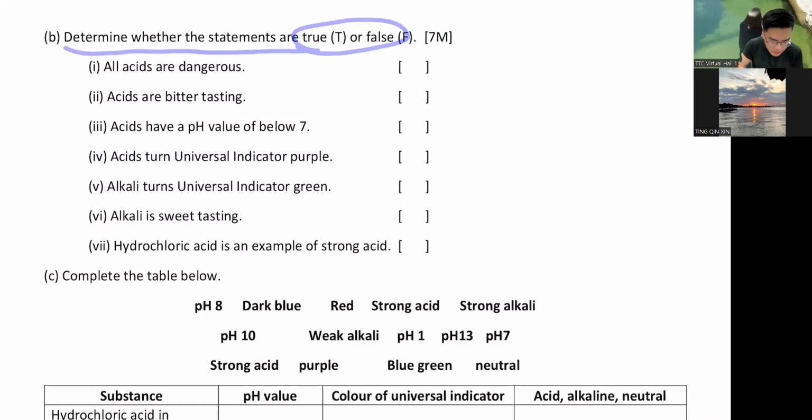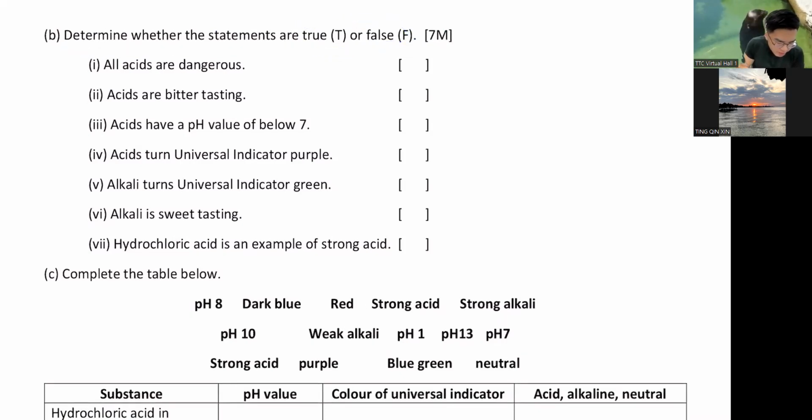Okay, so determine whether the statements are true or false. Okay, 谁是真谁是假。So number 1, all acids are dangerous. No, false. Lemon juice is not dangerous. Okay, you have weak acid and strong acid. Only the strong one, they are dangerous. The weak ones, they are okay.